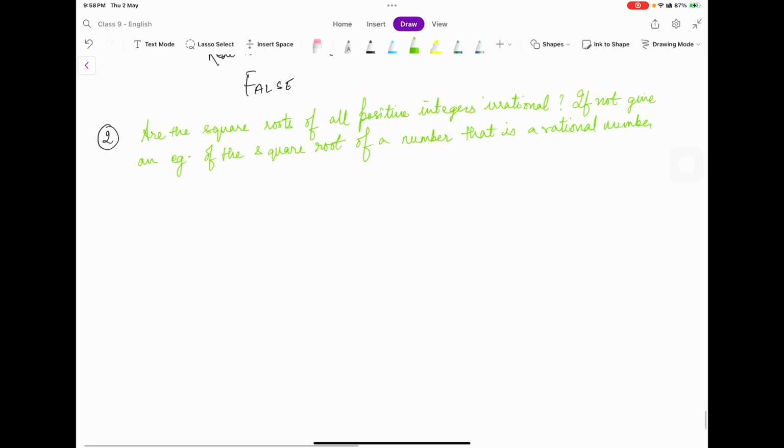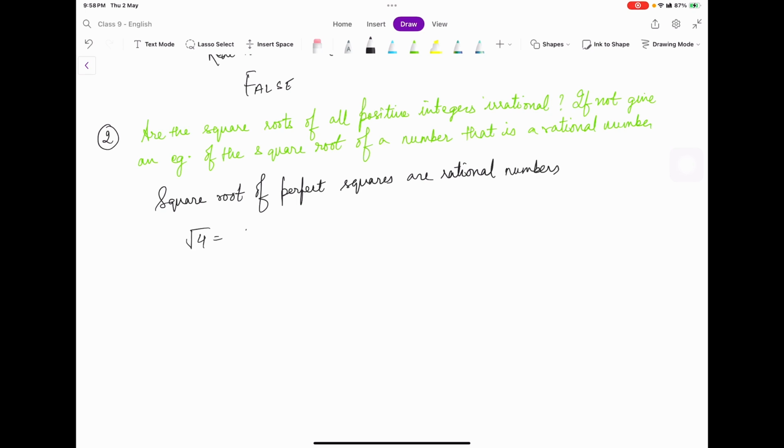So I have already told you, square roots of perfect squares are rational numbers. Example, root over 4 is 2, root over 9 is 3. See, this is a rational number. This can be represented as 2 by 1, p by q. Okay, this can also be represented as 3 by 1. Okay, p and q, rational numbers.